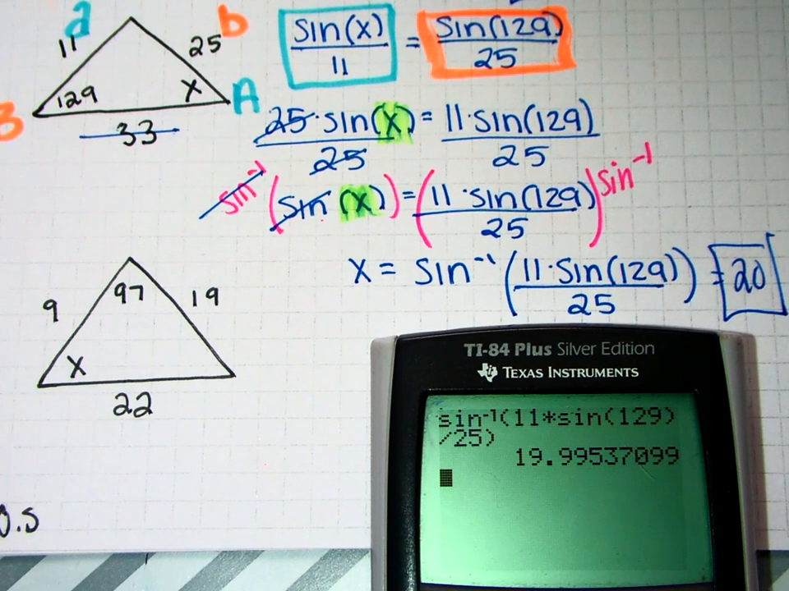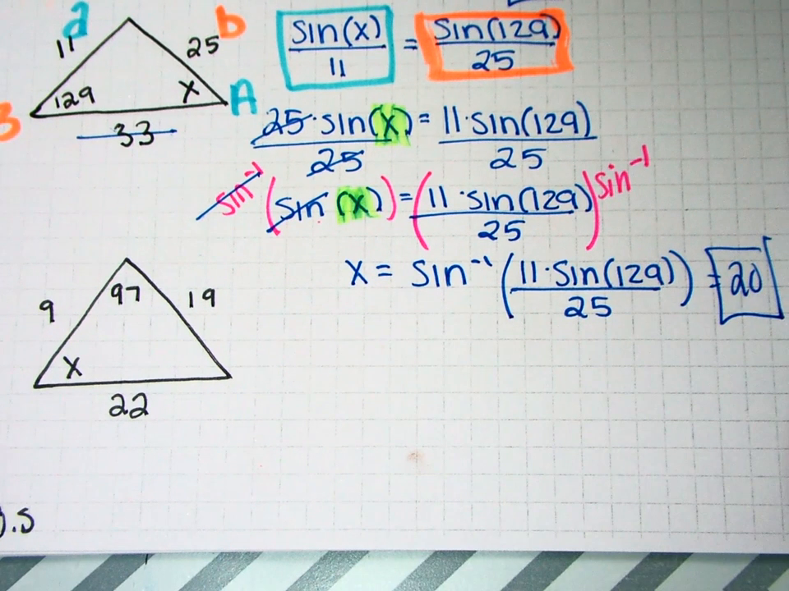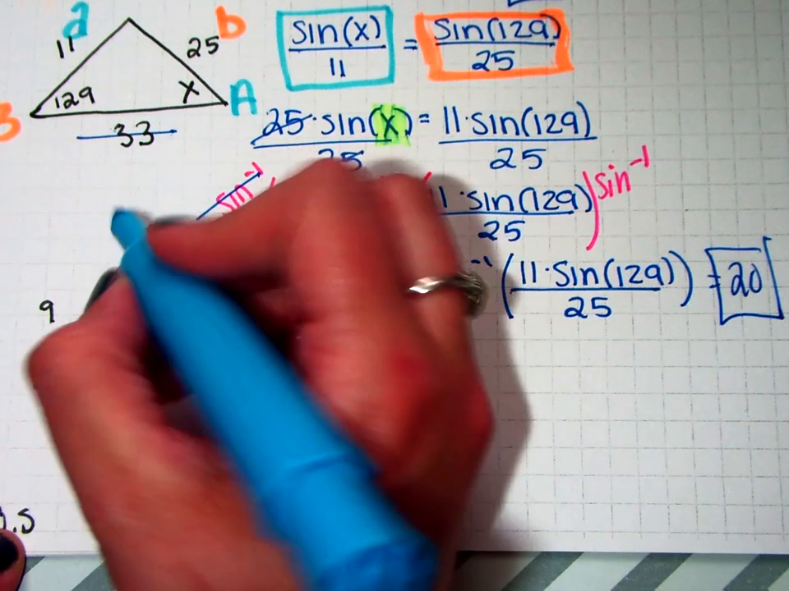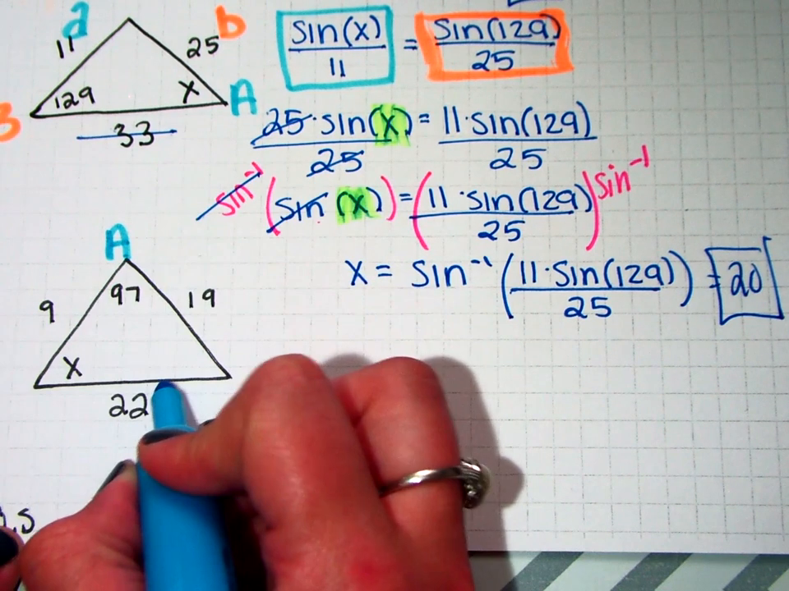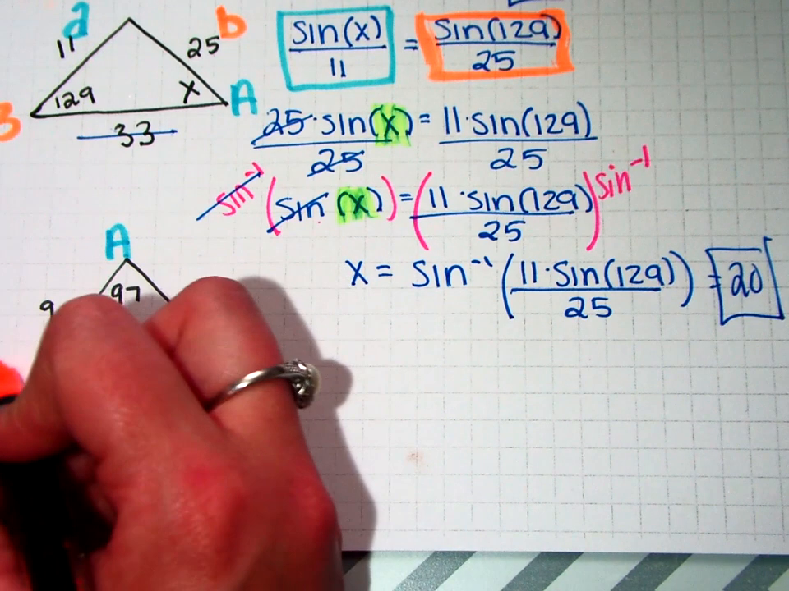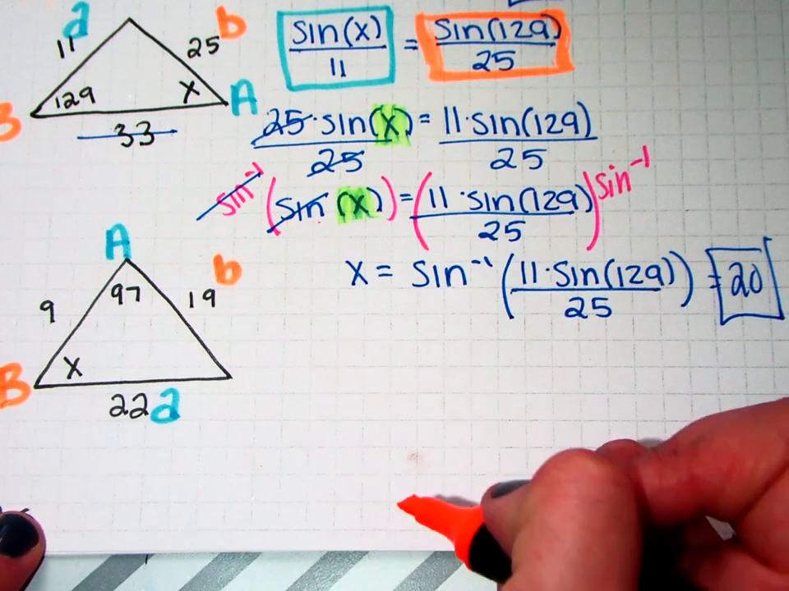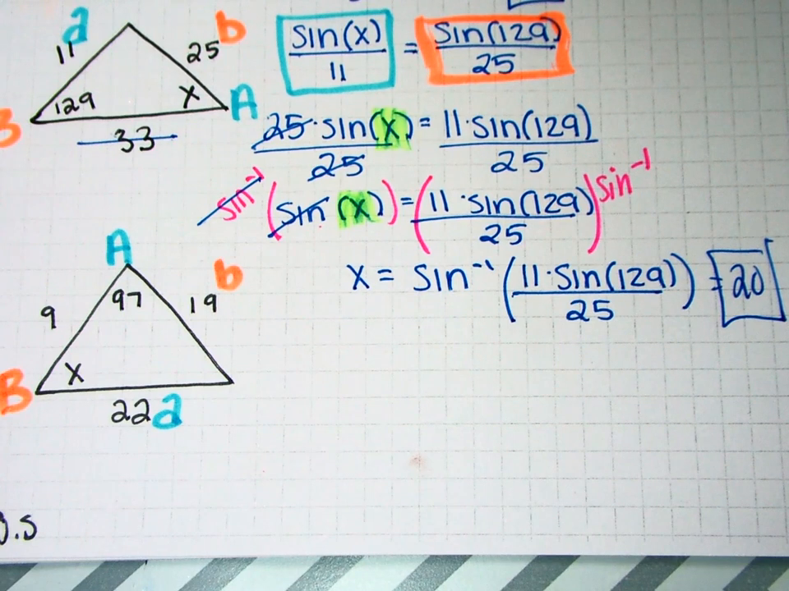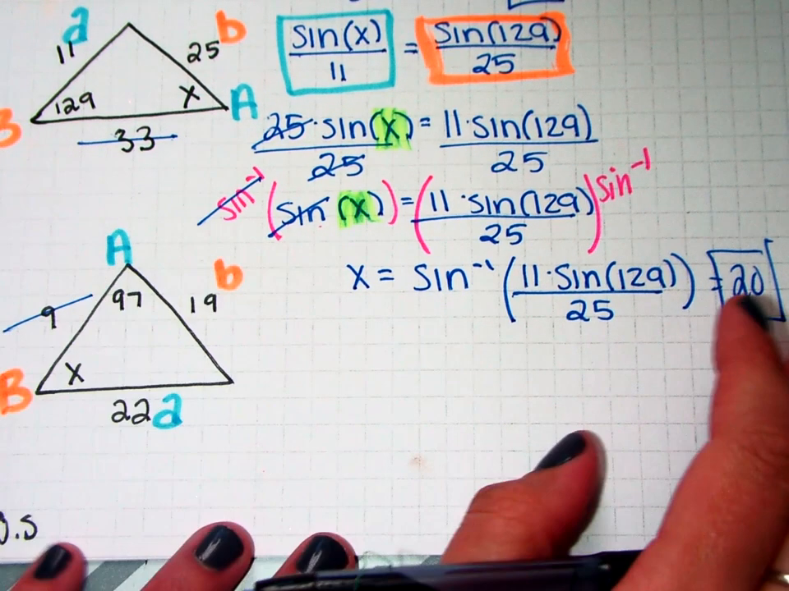Okay, let's do the very last one. I think I'm running out of paper, but that's okay. Let's go ahead and label. I'm going to start labeling again at the angles. Capital A, I'm going to put with the 97. That means lowercase a goes with the 22. Capital B is going to go with X. Lowercase b goes with the 19. And notice rules of doubles. I've got A with 22 and B with 19, which means that 97 is out.